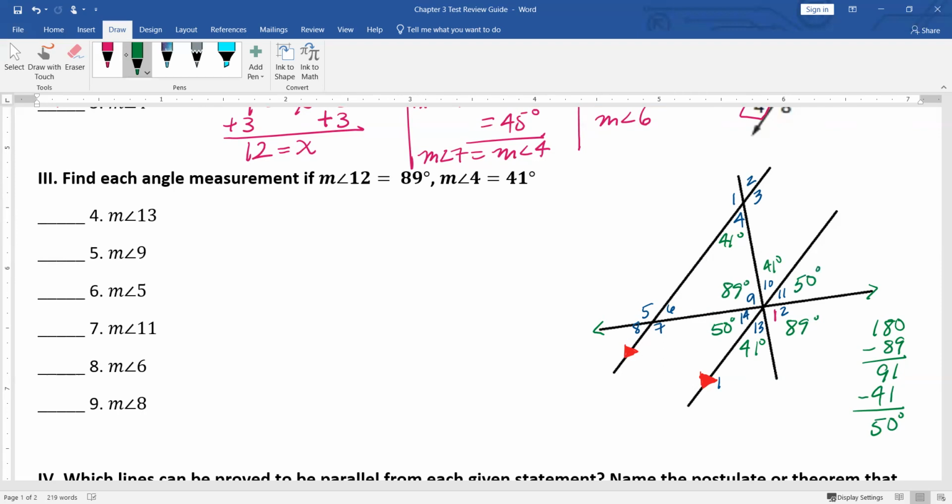Now that I know those, I can figure out all of the other ones. I know that angle 2 is a vertical angle to angle 4, so that one's also 41. And 1 and 2 are a linear pair, and 3 and 4 are a linear pair. So if I do 180 minus 41, that gives me 139. That means angle 3 is 139 degrees, and angle 1 is also 139 degrees.